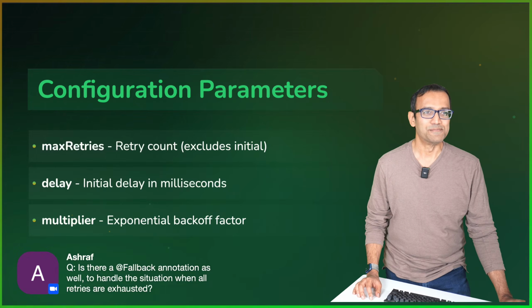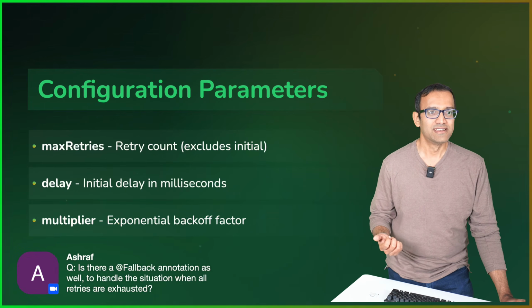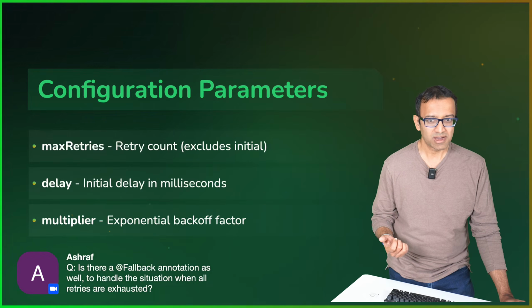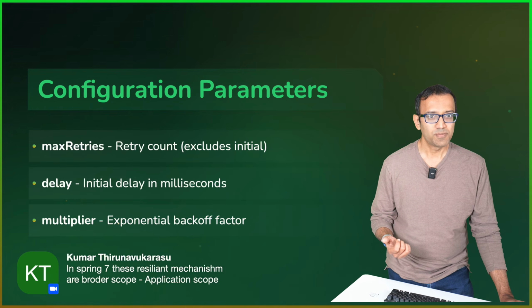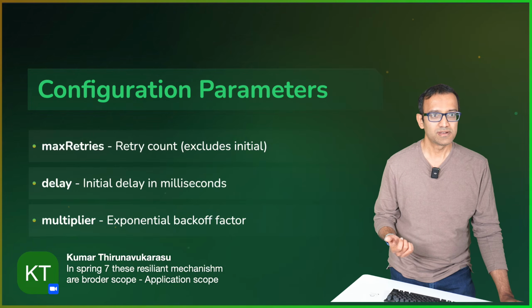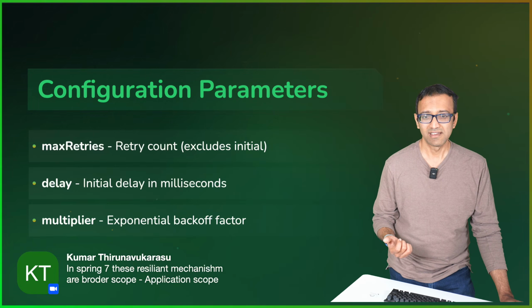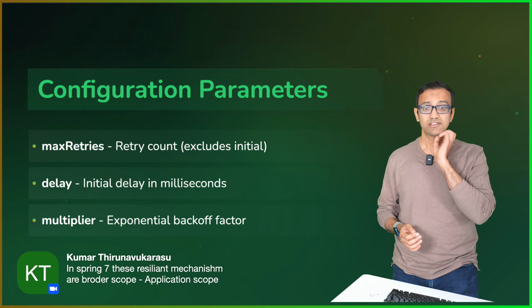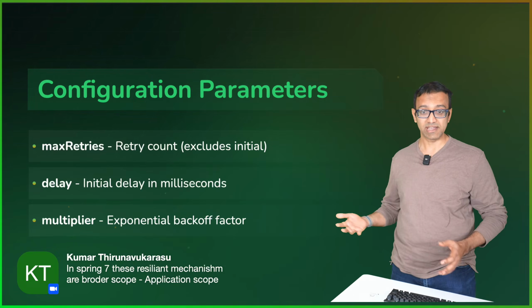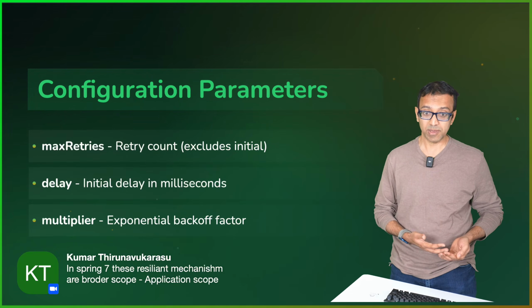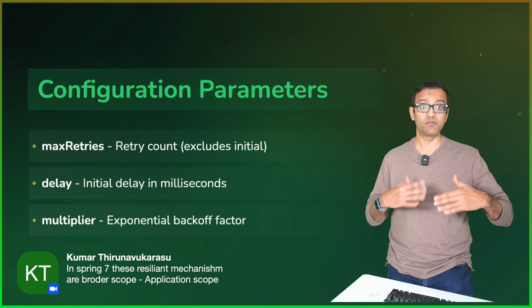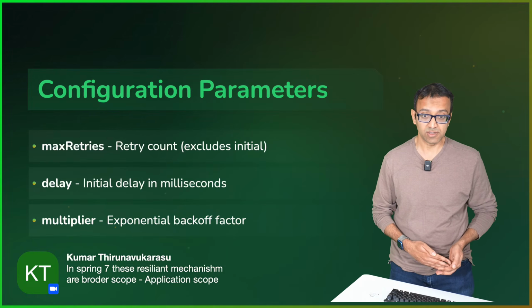Okay. So the fallback method I covered. Spring Framework resilience mechanism, broad scope. In Spring 7, are these resilience mechanisms broad scope, application scope? I don't understand the question. Its scope is for that particular method. You enable resilience methods for the entire application so that Spring creates those AOP proxies to do retries, but that's about it. It's for whatever methods you annotate.